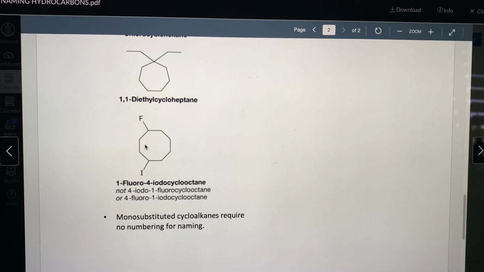Now you have 2 different substituents. You have fluoro versus iodo, and in alphabetical order, fluoro goes first. So you put fluoro at number 1, then number 2, 3, 4, 5, 6, 7, 8. You don't want to go the other way because it's too far. So 1 for fluoro, 4 for iodo, and cyclooctane because there are 8 carbons.